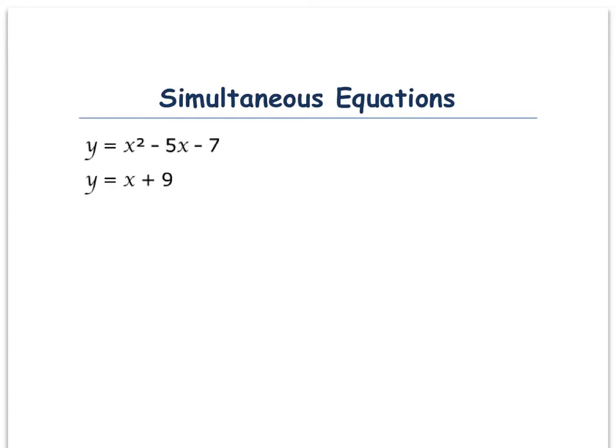Simultaneous equations homework. Right, we need to solve where y equals x squared minus 5x minus 7 and y equals x plus 9 meet. Remember, because the top one is a quadratic and the bottom one's a straight line, these two will meet twice. And we need to find the points at which these two meet.